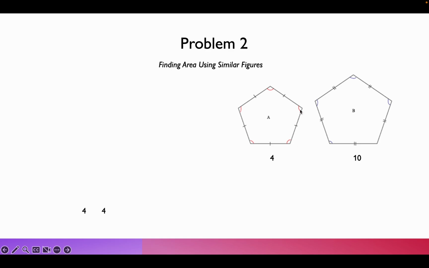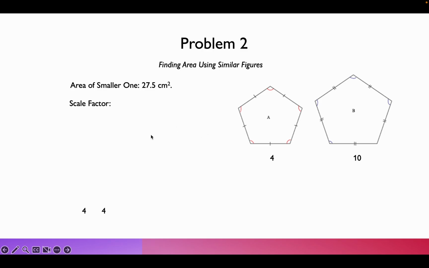I'm noticing that because they're regular, they're always going to have the same angles, so congruent angles, good to go. They have different sides though, 4 to 10. Okay, so I'm going to go ahead and use those to come up with a scale factor. But first off, I have been given that the area of the smaller polygon is 27.5 centimeters squared.